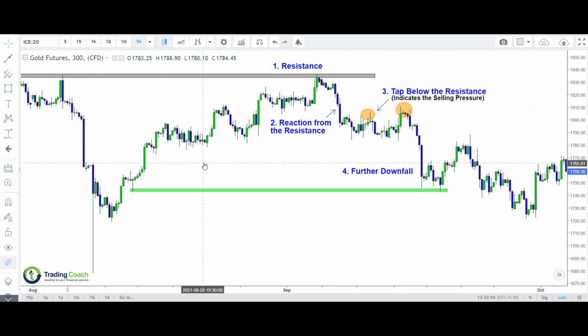So make sure to test out this particular trading strategy with a very small capital. You can see the result for yourself and you can see how successful it actually is.